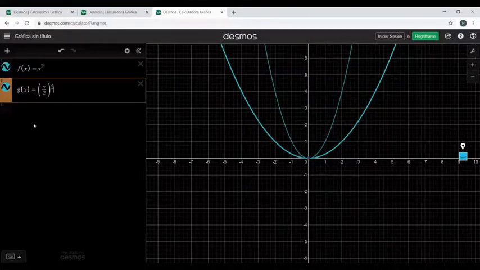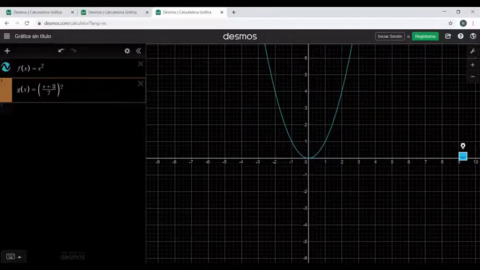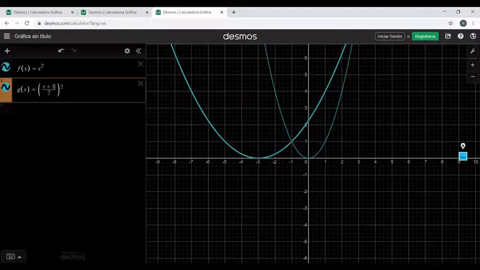Now, what was the next thing? Move it or translate it to the left by 3 units. So when we translate my function, which in this case is this one, to the left, I need to add to the variable as many units, which in this case will be 3. There it is. You see?